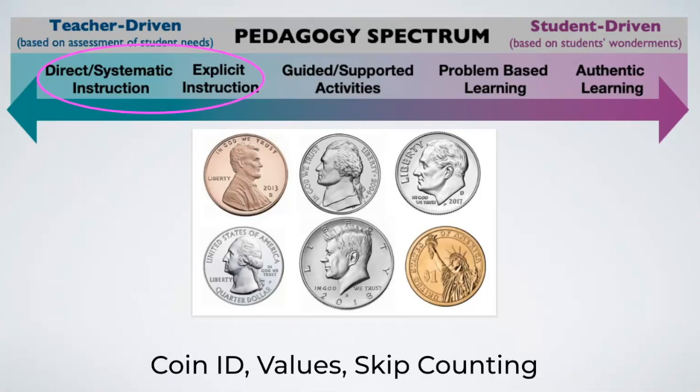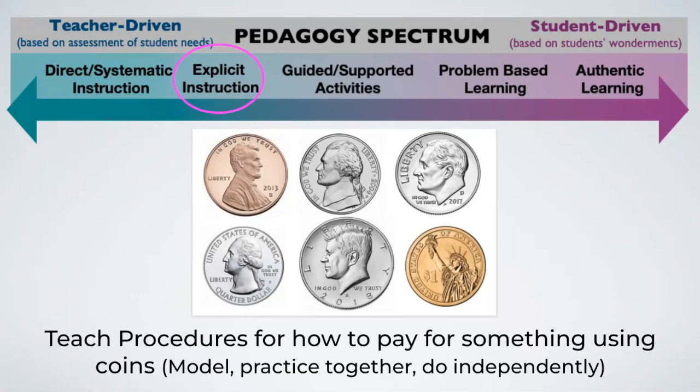I may want to use systematic or explicit instruction when I have a very narrow learning target or when focusing on declarative knowledge skills like coin identification, the values of coins, or skip counting. I could also use explicit instruction to teach procedures for how to pay for something using coins, as I model that process with my metacognitive think aloud.